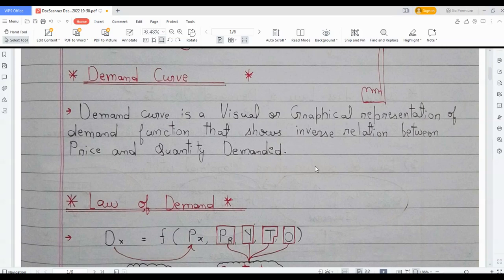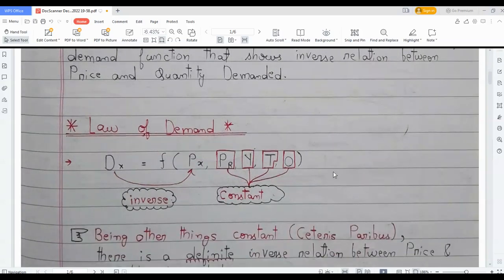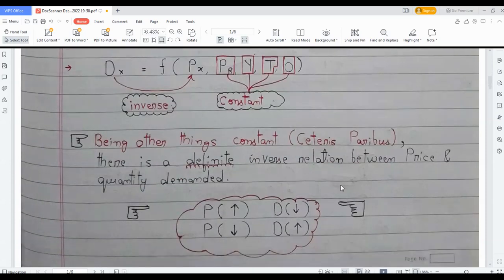We will move forward towards law of demand. Law of demand basically shows the relationship between price of the commodity and demand of the commodity, where all the other factors like price of related goods, income, taste and preference of the consumer, and all the other factors are constant. In the definition it's written as: other things constant, ceteris paribus, there is a definite inverse relationship between quantity demanded and price of the commodity. Ceteris paribus means to be constant. It's a phrase which reflects a thing to be constant.